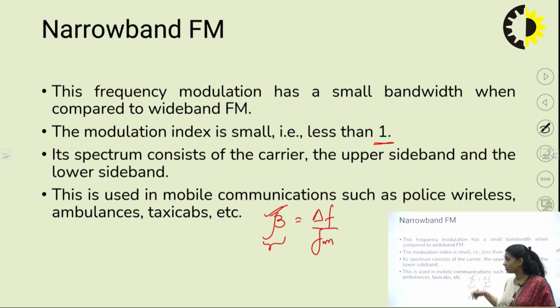If I talk about the bandwidth of narrowband FM, it has bandwidth quite similar to amplitude modulation. The bandwidth of narrowband FM would be 2 fm. Like this will consist of fc, fc plus fm and fc minus fm. There will be 3 frequencies in the spectrum, right? So the bandwidth would be twice fm, which is quite similar to AM.